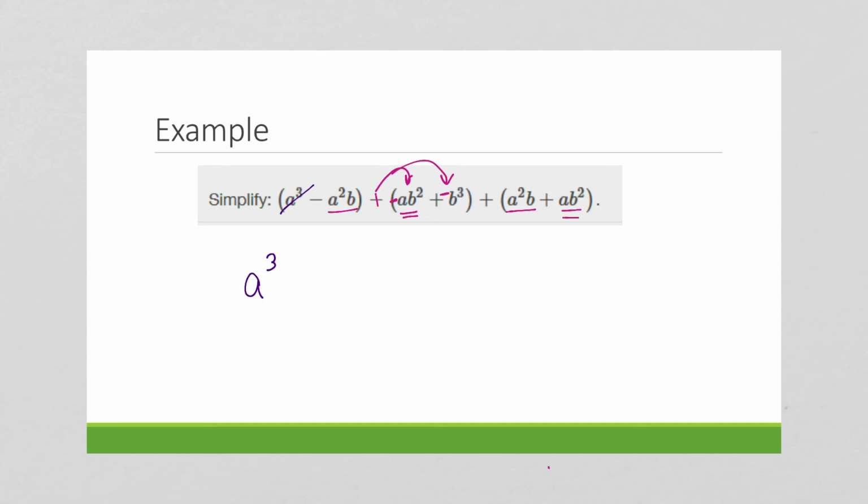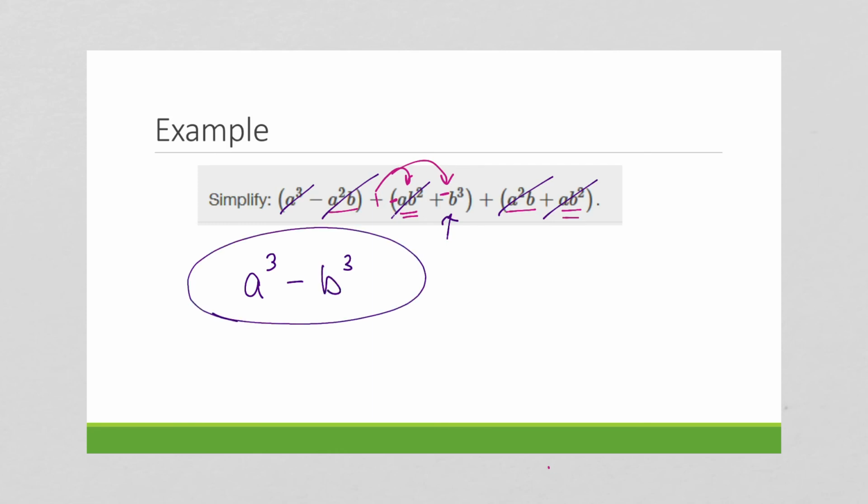Okay, a squared b minus a squared b, those guys cancel each other out. They're opposites of each other, so they go away. Then we have ab squared, right here, a negative ab squared and a positive ab squared. Well, those cancel each other out too. And then this doesn't have anything to combine with. So that's it. We're done with this problem.